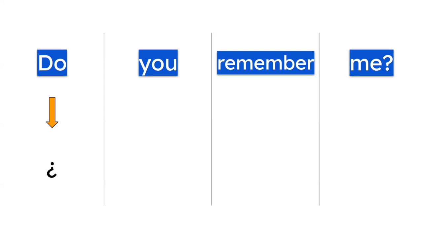Now, do you remember me? You, of course, we start with tú, simple, tú. And now we have, again, what comes next? Come on, say it. Me. Correcto. Correcto. Tú me. And now the verb remember is recordar.